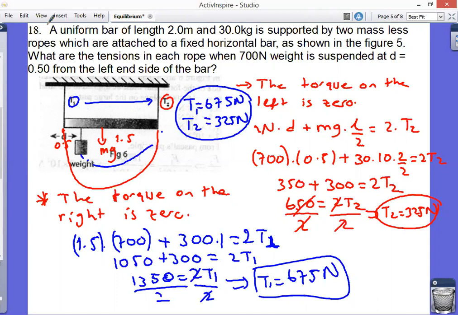Yep, okay. So then let's move to number 19. Number 19 was hard, I think. You guys had difficulty with number 19. So let's do it together. Number 19.